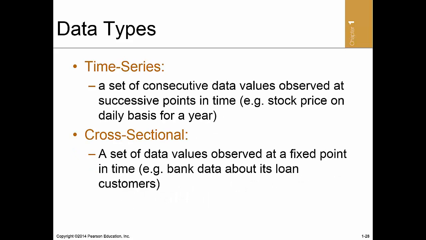Data may also be classified as either being time series or cross-sectional. Time series data is the set of consecutive data values observed at successive points in time. An example of this would be the stock price as a function of time. With time series data, it is extremely important to keep the data in order. Cross-sectional is a set of data values observed at a fixed point in time.